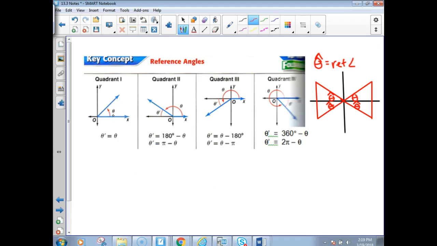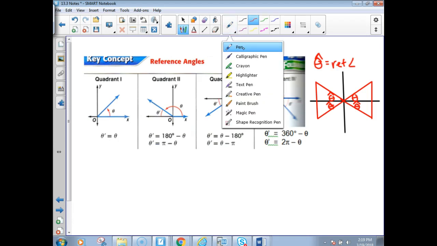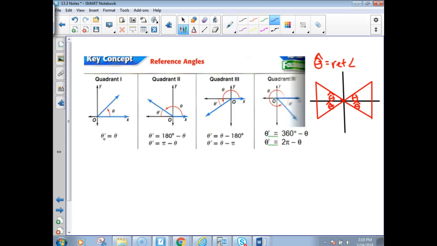Now, what this is talking about here is how to figure out what your reference angle is. You do the following. If your angle is in quadrant 1, it's itself. If you go to quadrant 2, what you need to do to figure out this number is to take 180 minus theta.